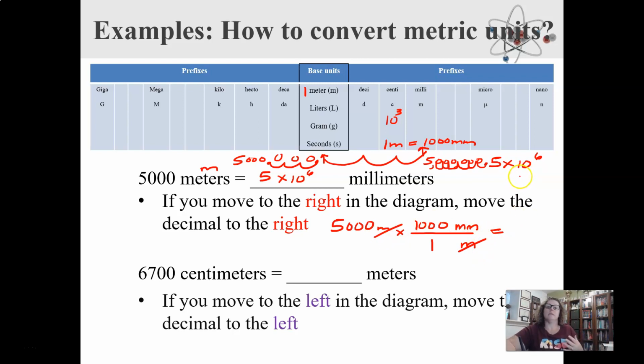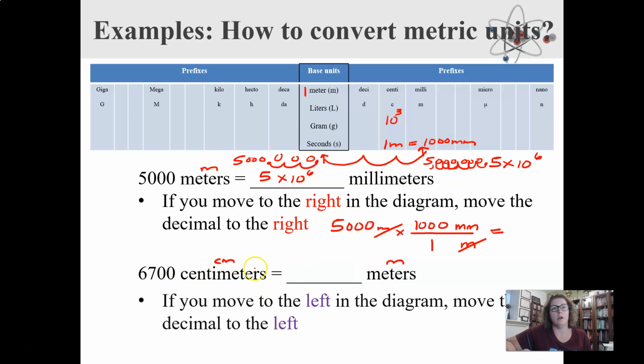To me, it's very easy moving a decimal, especially when time is crunching on you. You've got a test or quiz or AP test. Whatever way works, as long as you get the right answer. Okay? 67 centimeters, and how many meters? So I have 67 cm, and I'm going to little m.